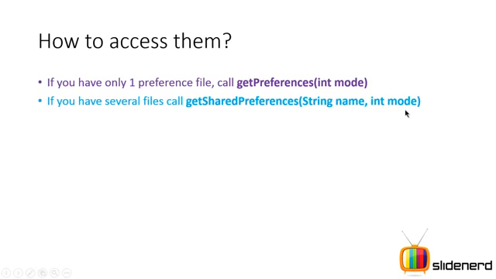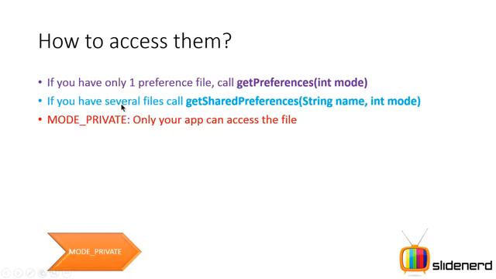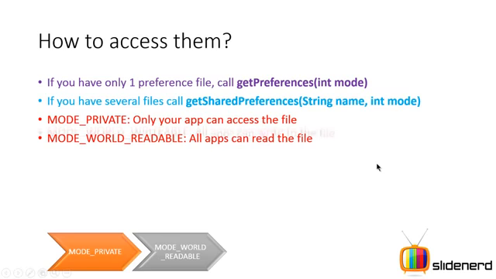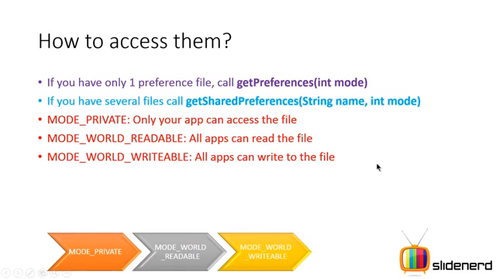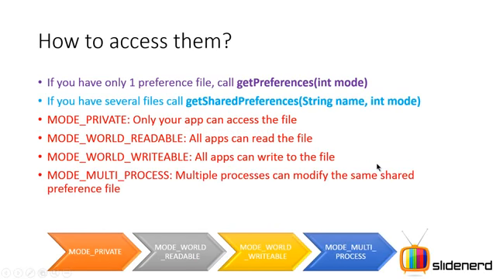So the next question you obviously ask me is, what is this int mode? It's something like this. If you say MODE_PRIVATE, it means only your app can access the file. MODE_WORLD_READABLE, all apps can read the file. MODE_WORLD_WRITEABLE, all apps can write the file. And MODE_MULTI_PROCESS, which means multiple processes can modify the same shared preference file.